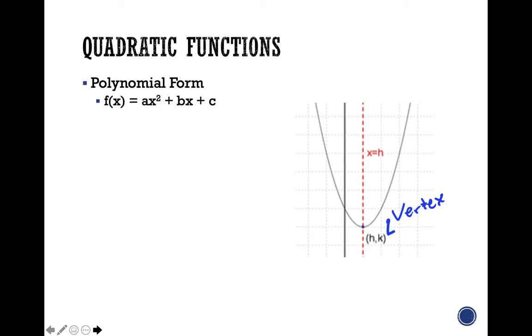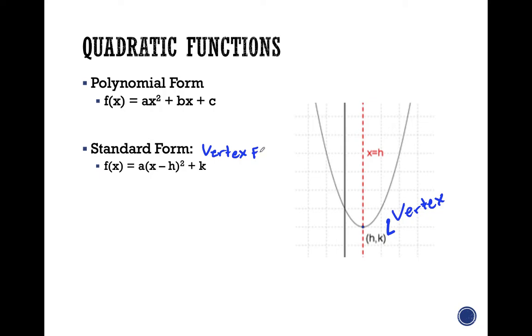So let's define things here just a little bit. That polynomial form of a quadratic can be rewritten into the standard form of a quadratic, and that's what we see here. And if we think about it, this form, which you might also recognize from your Algebra 2 days, you may have called it vertex form. So vertex form and standard form are kind of the same idea.